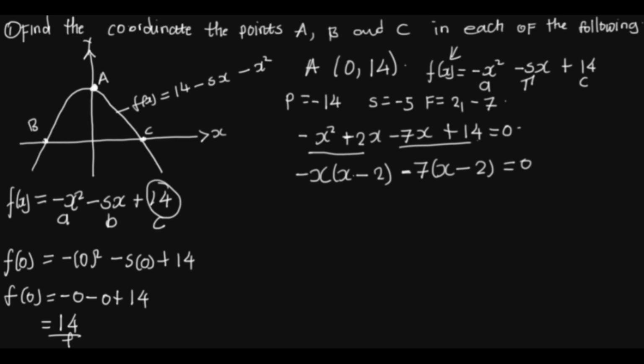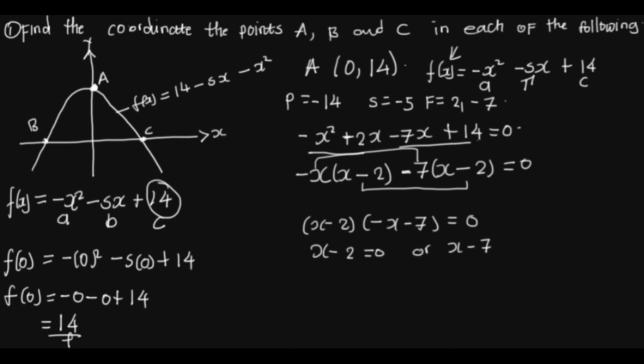From there, we can see that we have a common factor here. So we get x minus 2. Then this also must form a pair, negative x minus 7, is equal to 0. Then from there, we are going to equate each bracket to 0. So x minus 2 is equal to 0, or x minus 7 is equal to 0.